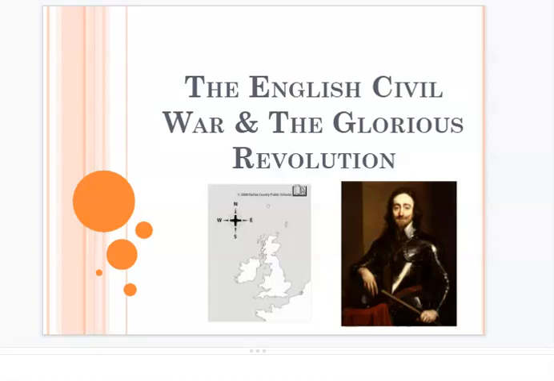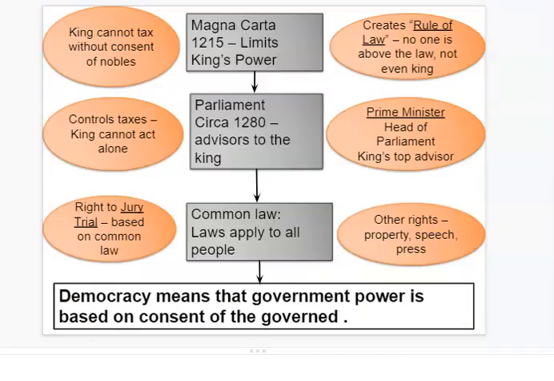Hello, let's talk about the English Civil War and Glorious Revolution. Remember, France had an absolute monarch, but England has a limited monarchy. And England's limited monarchy goes back a long way.